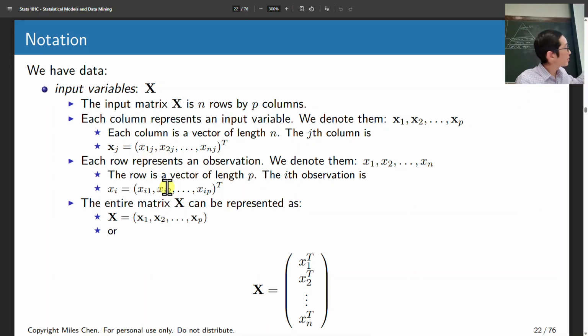Each row represents an observation, and we'll denote them as row x1, row x2, up to row xn. Each row is a vector of length p, because we have p columns. And the entire matrix has n rows and p columns. It can also be expressed as a whole bunch of these rows stacked together. So we have this big matrix X representing our input variables.